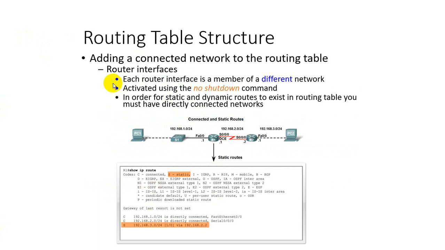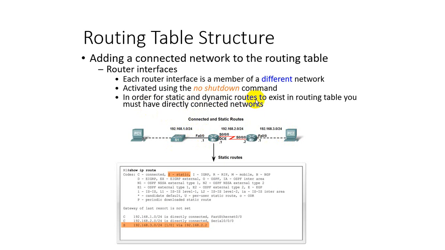As we have discussed earlier, each router interface is a member of a different network. This interface is a member of 192.168.1.0. Similarly, this serial interface is on the network 192.168.2.0, and this FastEthernet 0/0 is on the 192.168.3.0 network. After configuring the IP addresses, the interface is activated using a no shutdown command.